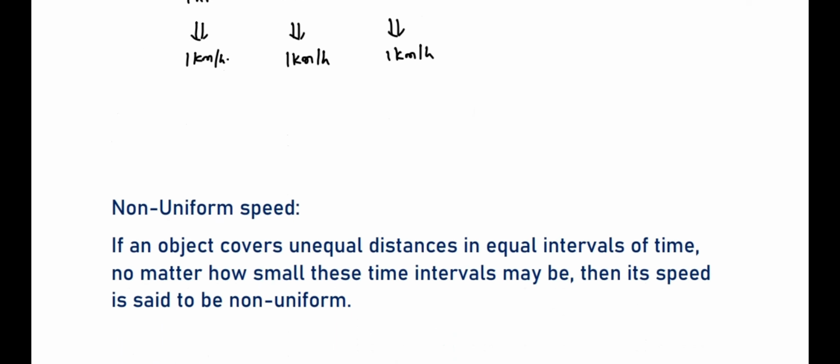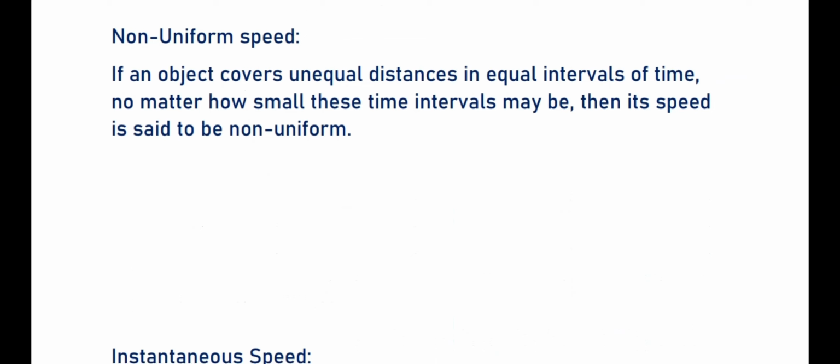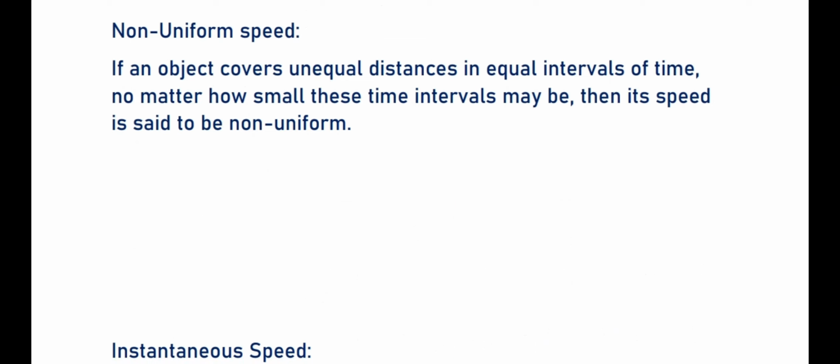And non-uniform speed is quite opposite to this. If a body covers unequal distances in equal intervals of time, no matter how small these time intervals may be, we need not bother about the time interval, whether it is smaller or bigger, then the speed is said to be non-uniform.